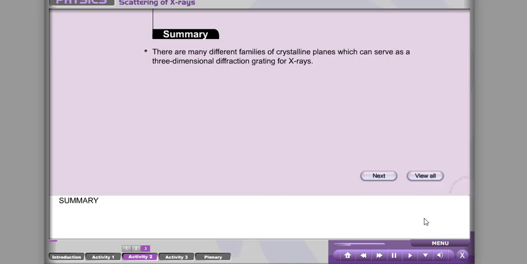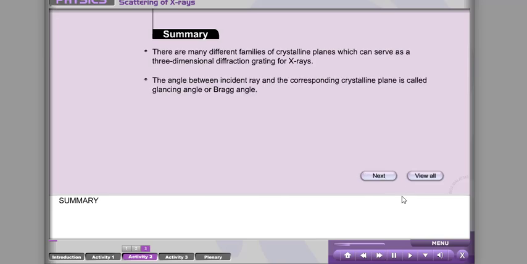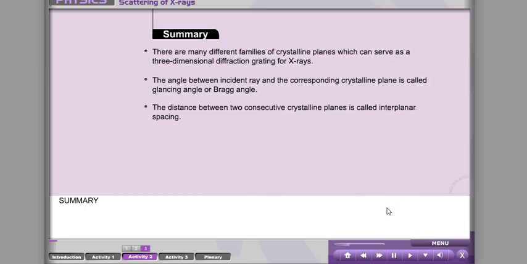Summary. There are many different families of crystalline planes which can serve as a 3-dimensional diffraction grating for X-rays. The angle between incident ray and the corresponding crystalline plane is called glancing angle or Bragg angle. The distance between 2 consecutive crystalline planes is called interplanar spacing.